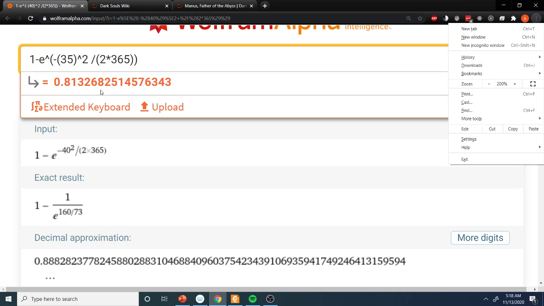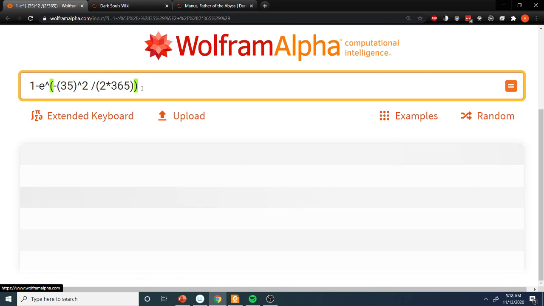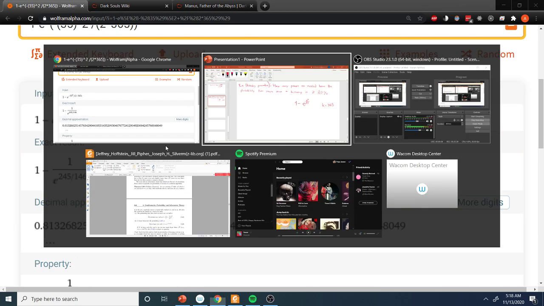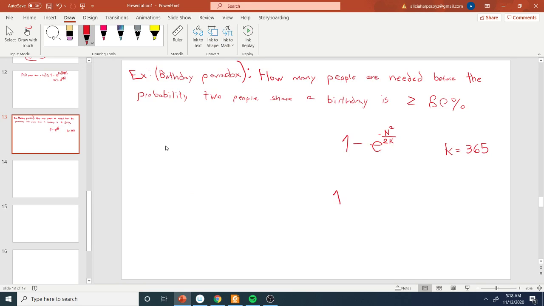So, according to this formula, since 1 minus e to the negative 35 squared over 2 times 365 is approximately equal to 0.81, we see that we need roughly 35 people before we have an 80% chance that 2 people share a birthday.